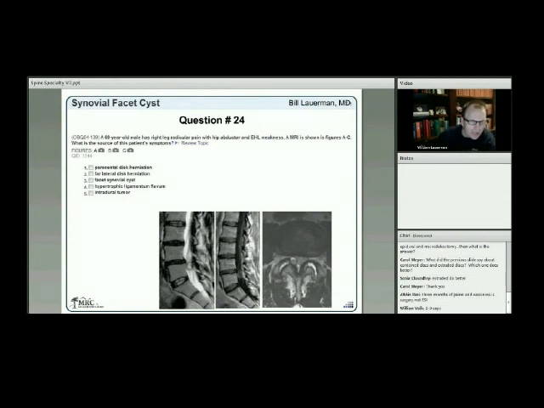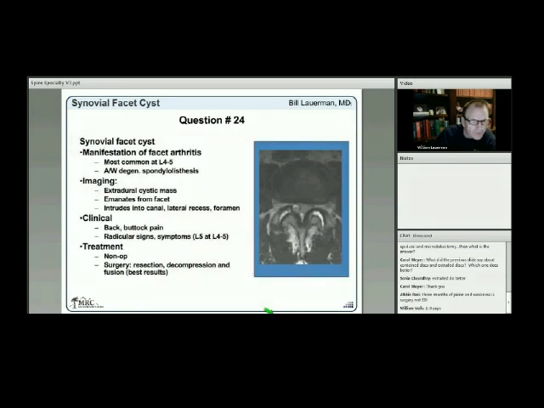So the sagittal T2, sagittal T1, and then an axial T2 weighted image shows, you can see here, this cystic structure. You can see it a little bit right there. But you see this cystic structure that emanates off of the L4, L5 facet joint. Synovial facet cysts, which is the topic at hand here.